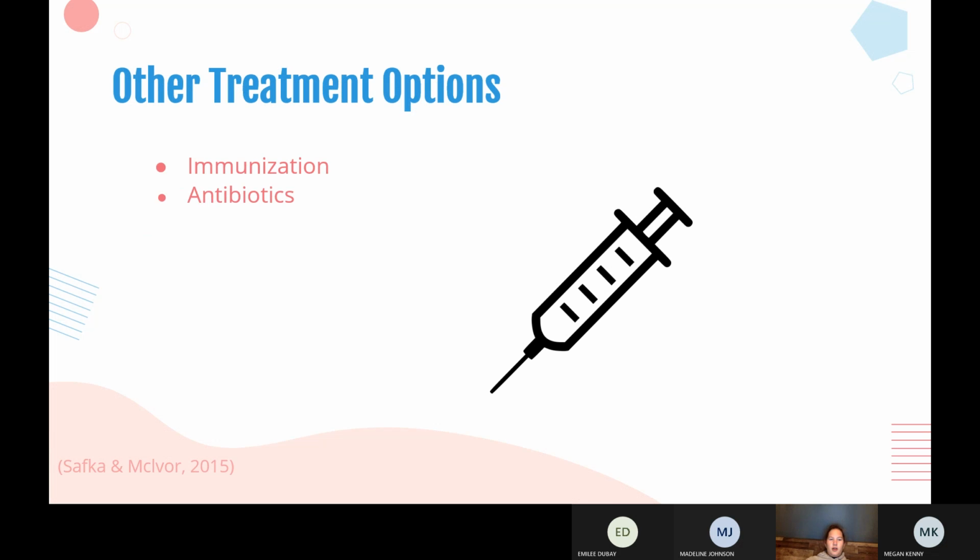And then other treatment options are immunizations and antibiotics. Immunizations are recommended for a person with COPD, such as the flu vaccine and the pneumococcal vaccine. Someone with COPD can be affected more severely by sickness, and becoming sick can make their symptoms worse. So we want to do everything we can to reduce their chances of getting sick.